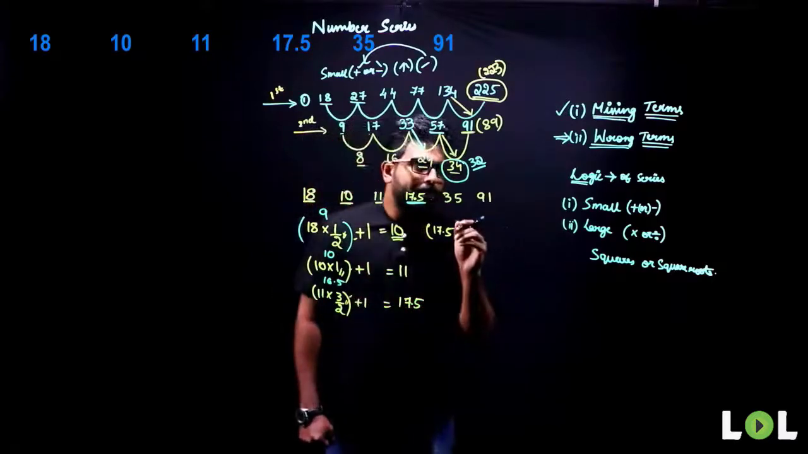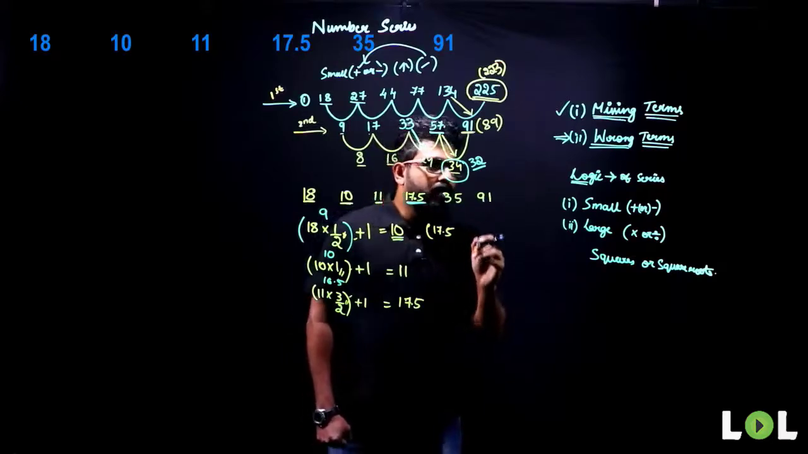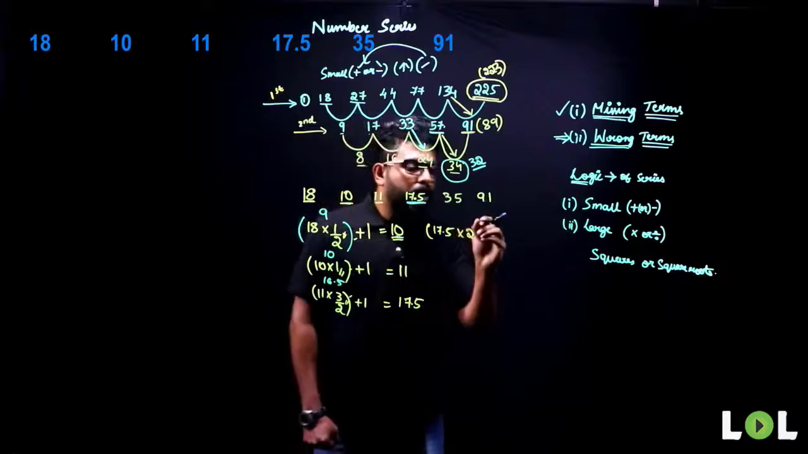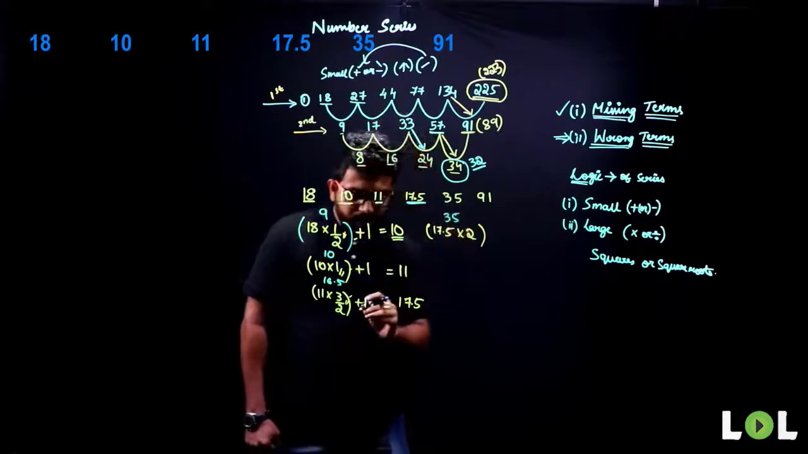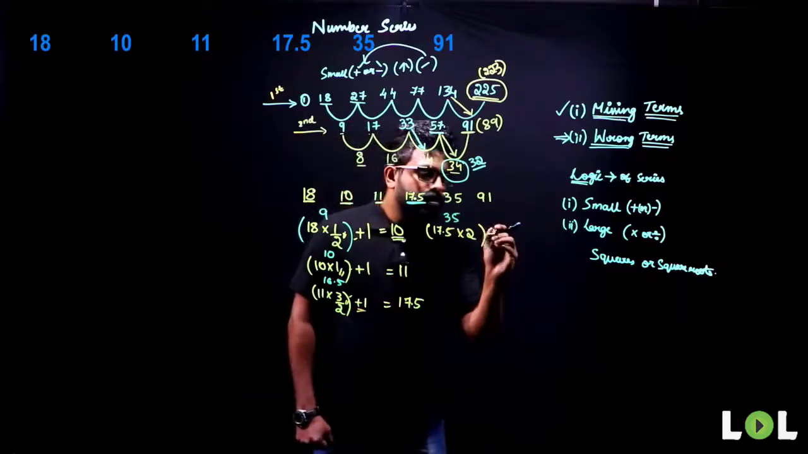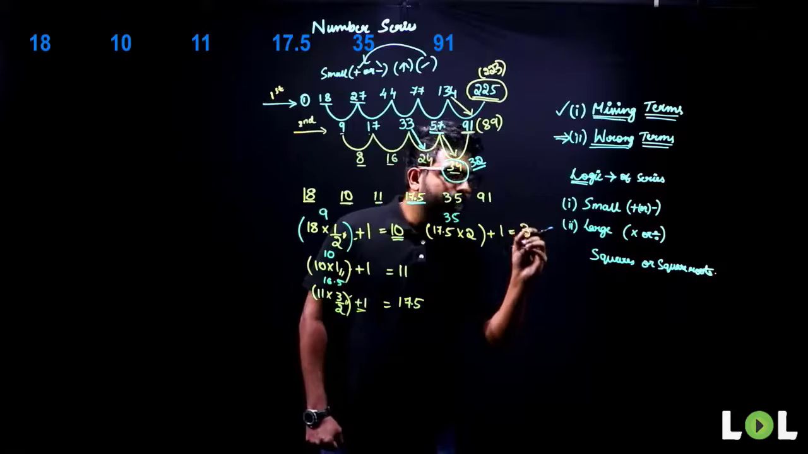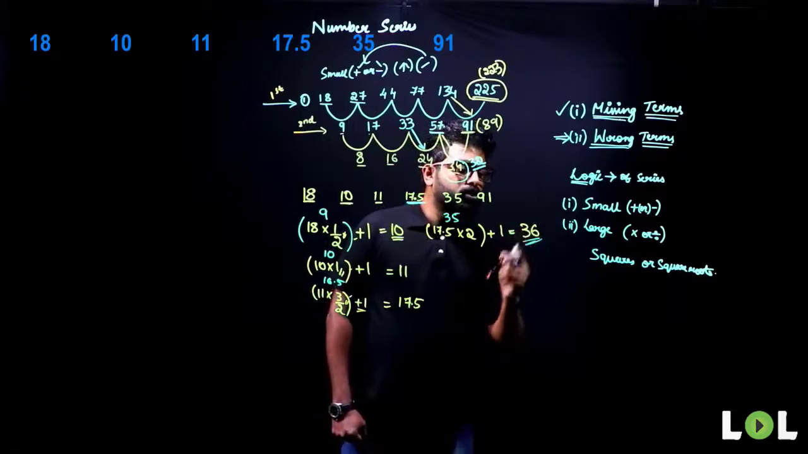What do I need to multiply here? I need to multiply it with 2. Very good, Priyanka. Very good, Nandini. I need to multiply it with 2. So what do I get here? I get 35. And then what was I doing here? I added plus 1. So my term would be 36 here. My term here should be 36.